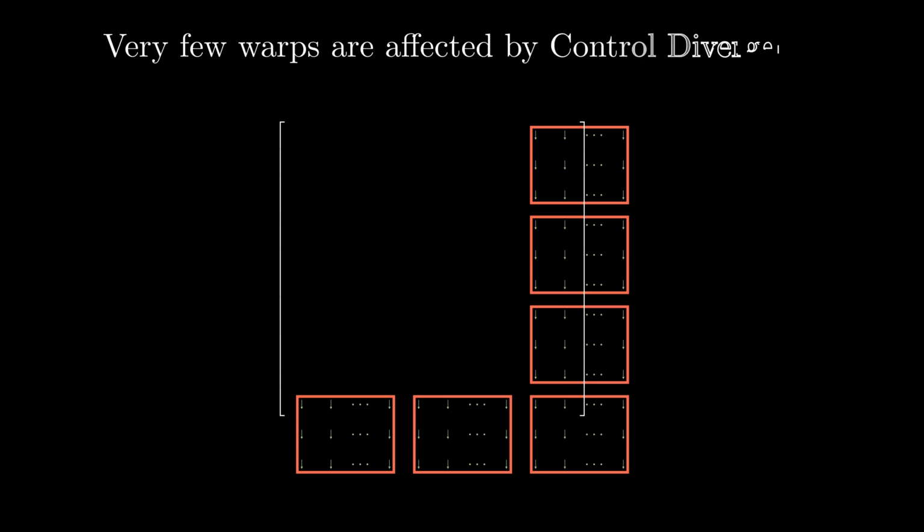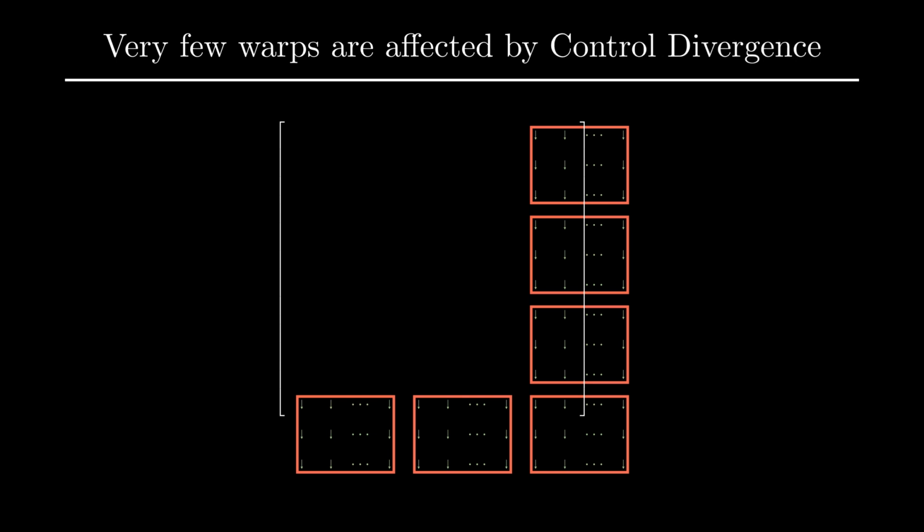Now, before I move ahead, I want to mention that this is not a big issue for matrix multiplication because the percentage of WOPs that exhibit control divergence is quite small. But for some algorithms that I will cover in a future video, this can be a big problem.